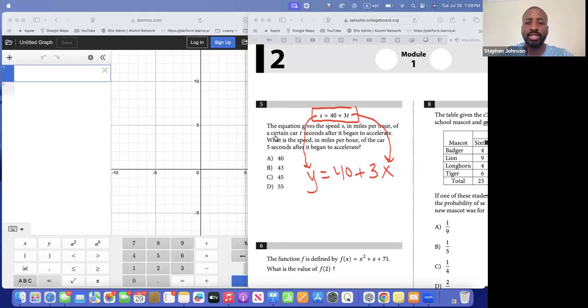So I'm going to read this really quickly. The equation gives the speed S, so now I know that y is speed in miles per hour of a certain car T seconds after it began to accelerate. What is the speed in miles per hour of the car 5 seconds after it began to accelerate?